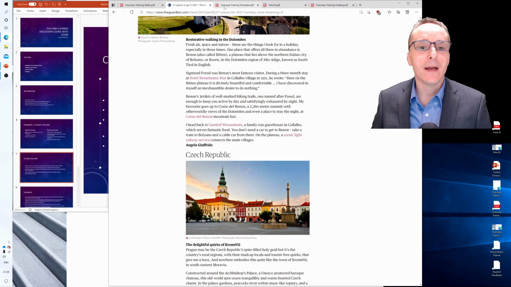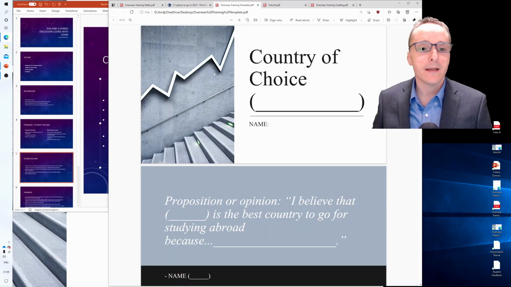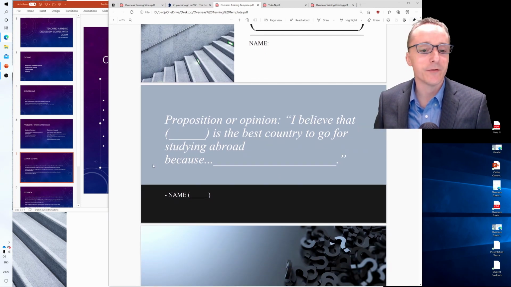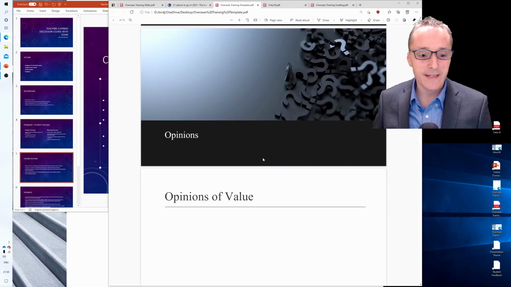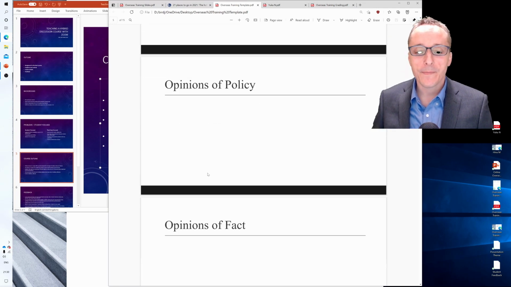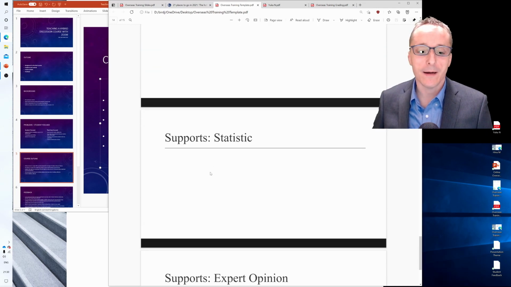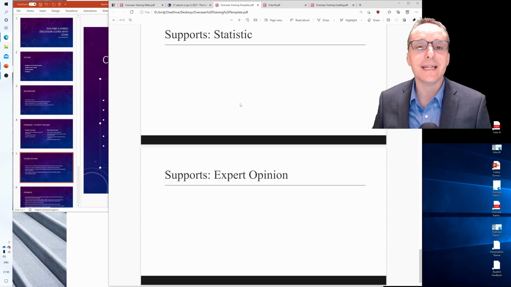And in order to help them, I gave them a template, again in PowerPoint. Obviously you can see here they write down the country of their choice, and because it's a debate, they have to introduce their proposition. You know, I believe that the Czech Republic is the best country to go for studying abroad because, and then they give their reasons. So they were invited to fill out this template with their reasons, and give a presentation of their own ideas, which they did.